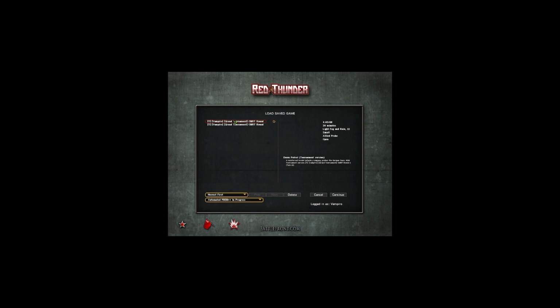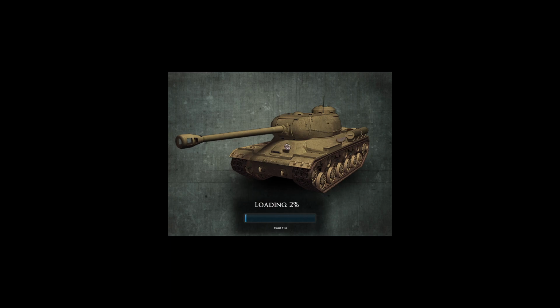Grand Tournament, playing Red Thunder. Let's load right in. Dawn Patrol, Soviets attacking the German position.